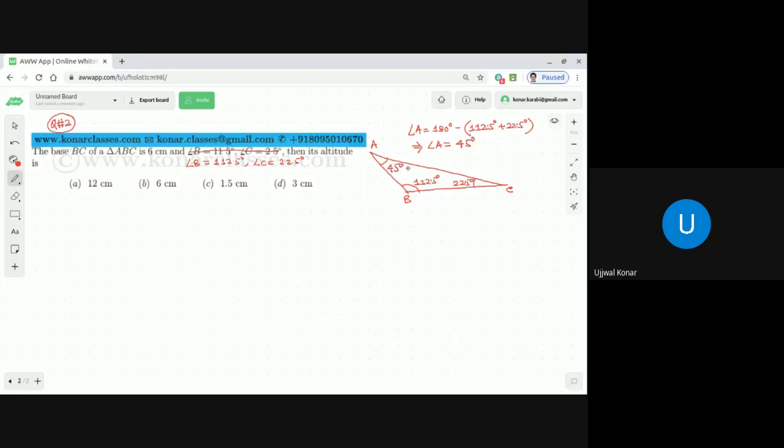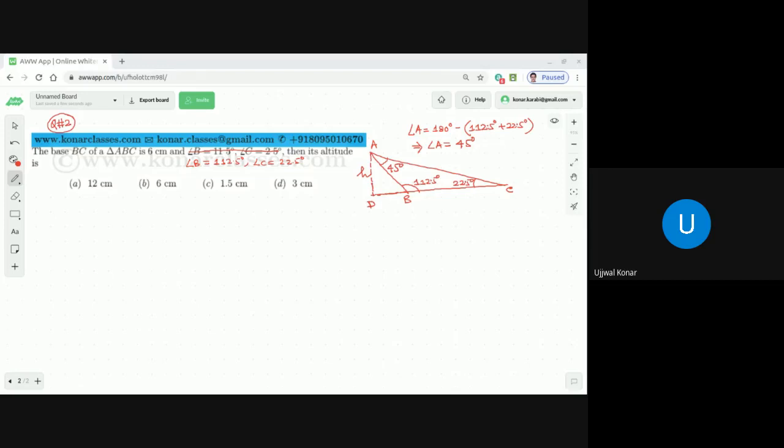Now what is the question? The question is about the altitude. The altitude means that we need to find the value of this. If we draw a perpendicular from A to BC, and D is the foot of the perpendicular drawn from vertex A to the base BC, then AD is equal to H. We need to find the value of H. How can we find the value of H?